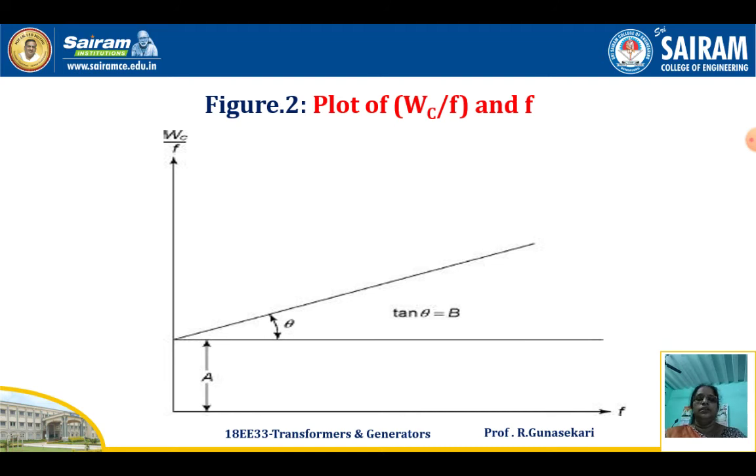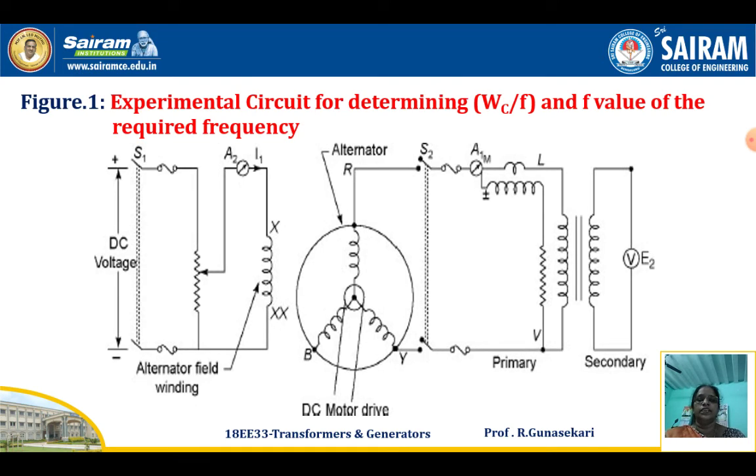Now, how can we conduct the experiment? First, with the help of the DC motor drive, we start the alternator, and the S1 and S2 switches are in the closed position. The alternator is started with the help of the DC motor drive.